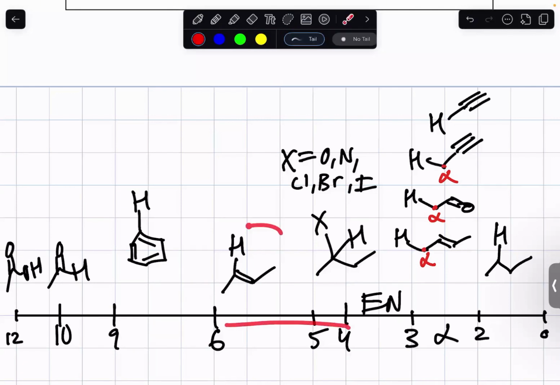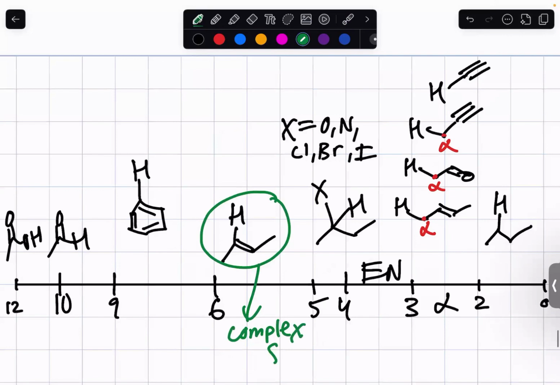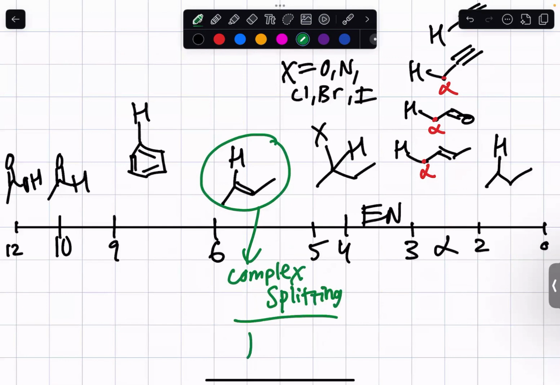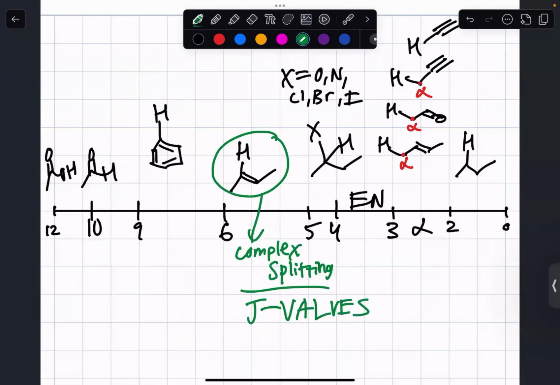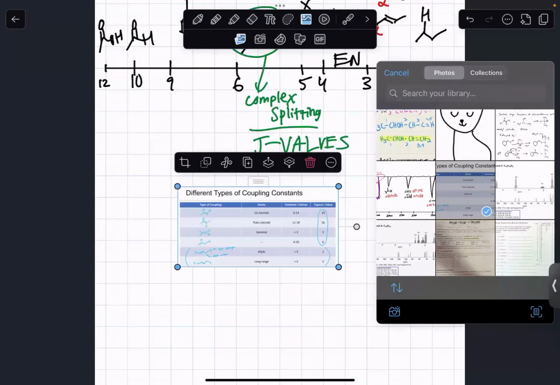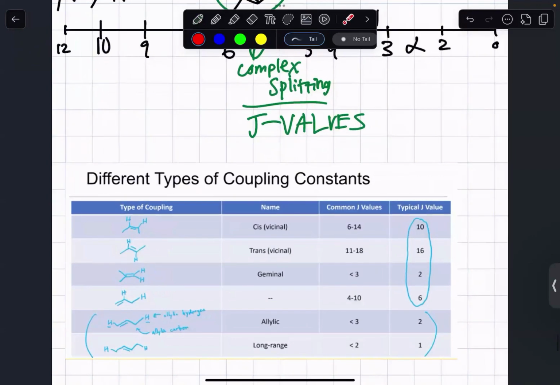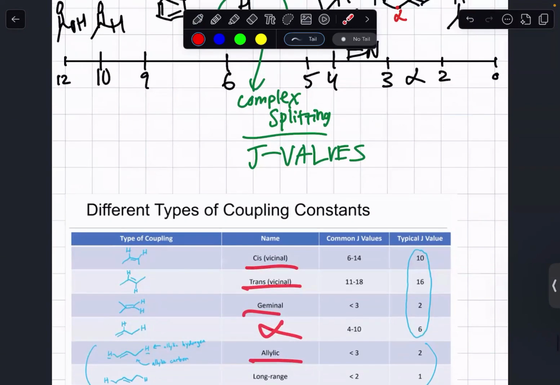Now, between 4 to 6, this alkene region right here, there's complex splitting. We can't really read the number of neighbors, right? Complex splitting. Which is why we get something called J values, or coupling constants, to tell the relationship between the alkene hydrogens, whether they are cis, trans, geminal, or alpha to each other. And he'll give you a list of different J values where you have to play some sort of matching game. When you match those J values together, that's how you can tell what the relationship between the hydrogens is, like if they're cis, trans, geminal, alpha, or allylic, right?